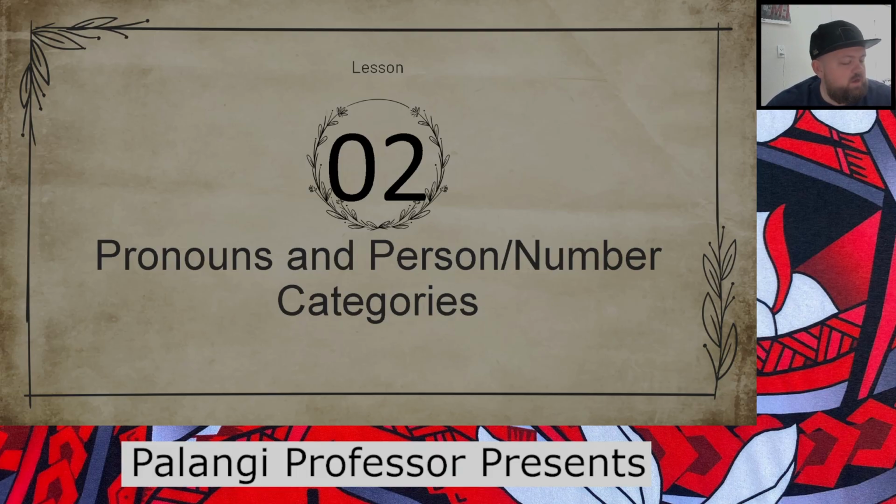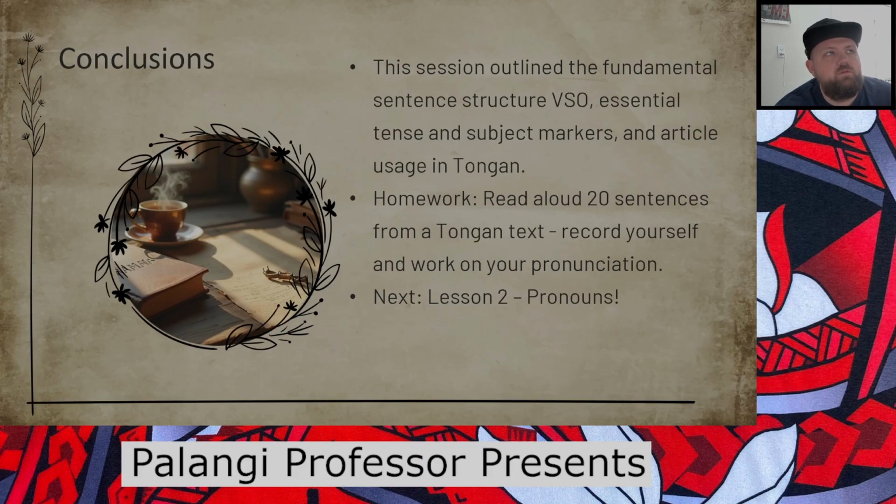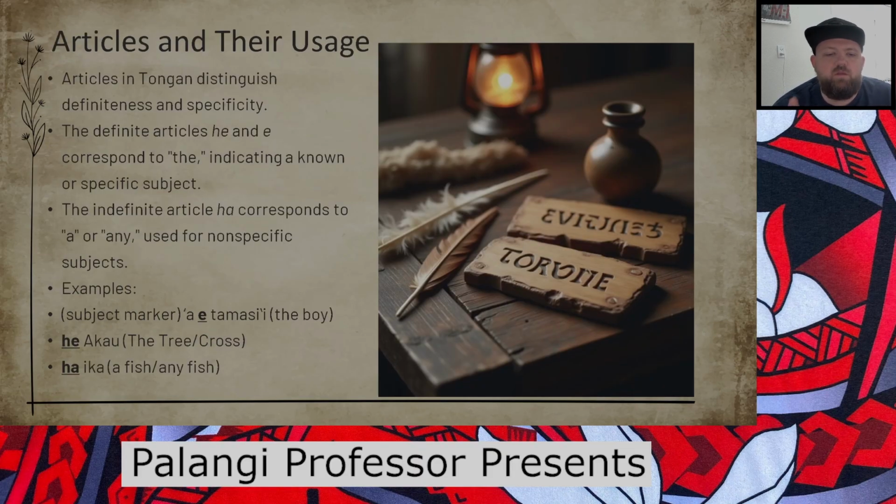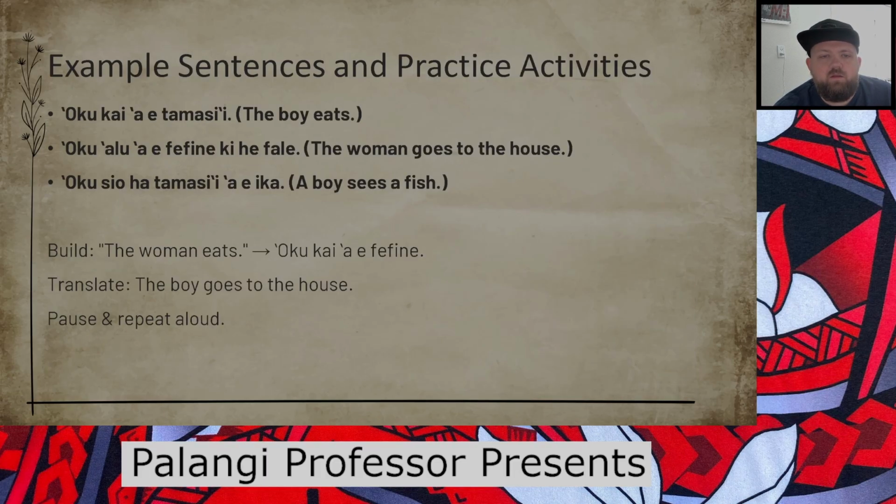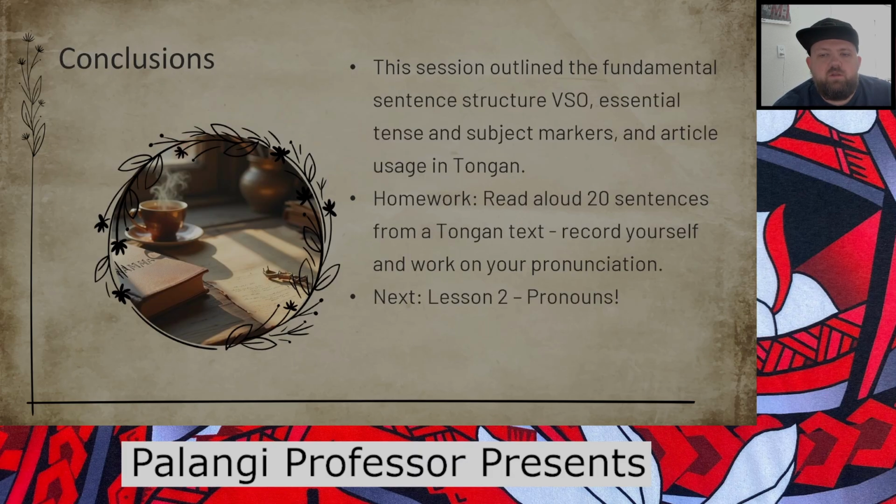Before we get started, I do want to go over a few things from the last lesson really quickly. I know my camera was covering up this page last time. So the examples here were just he akao, the tree and cross, and ha ika, a fish or any fish. I believe those were covered up last time. And then a really quick correction.